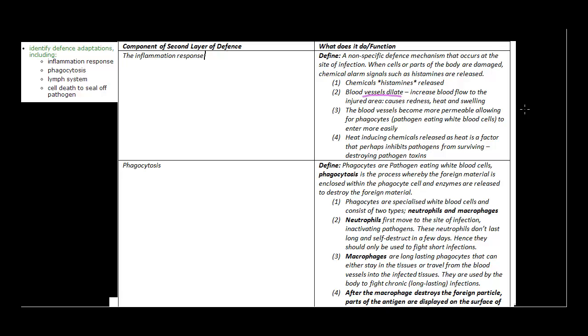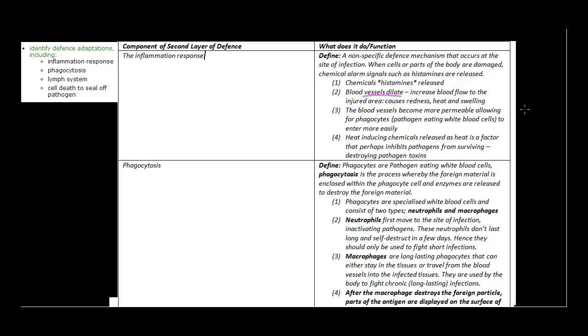Now, phagocytes themselves, I'll define it now just so you don't get confused already, are basically pathogen-eating white blood cells. But they don't necessarily have to eat pathogens, but that is why they're mainly used. They can eat any foreign substance that the body requires to be eaten in that sense.